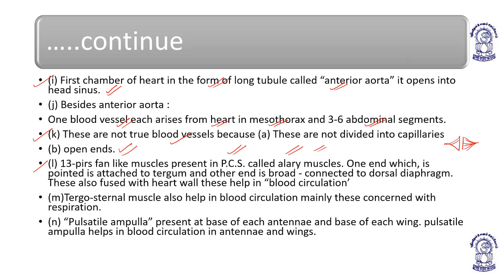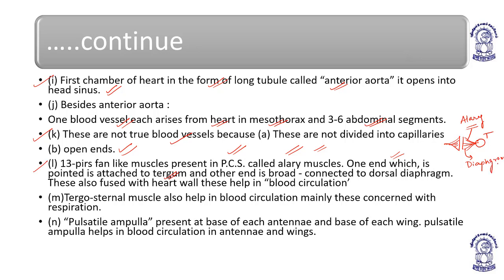These are alary muscles. The end which is pointed is attached to the tergum, and the part which is broad is connected to the dorsal diaphragm.